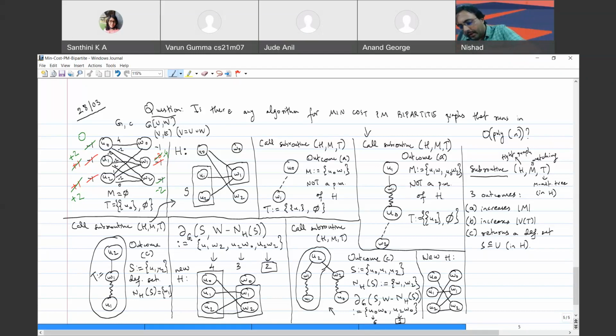And we are going to call the subroutine with the new graph H. The matching is the same, and the tree has changed, right? So this is the new T. All right. So call subroutine with H, M, and T. And let's see what happens this time. So the tree is already there. It's U2, W1, W2, U1, and U0. Okay, that's our tree.